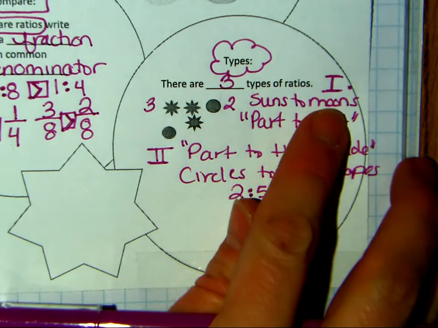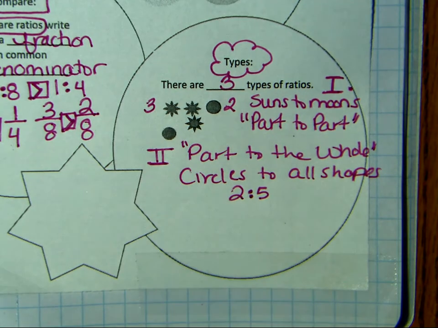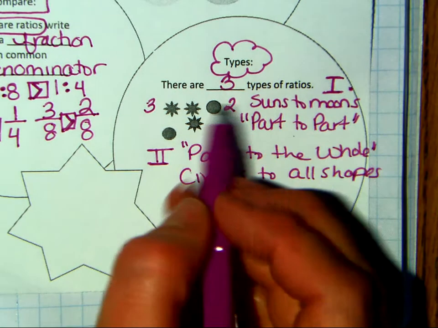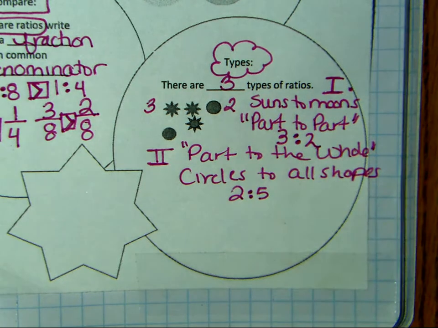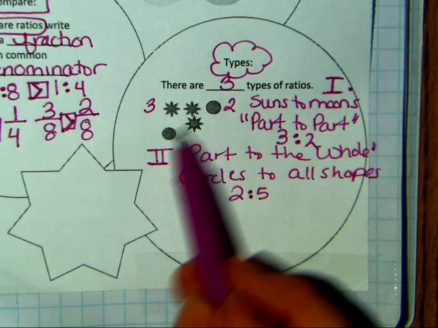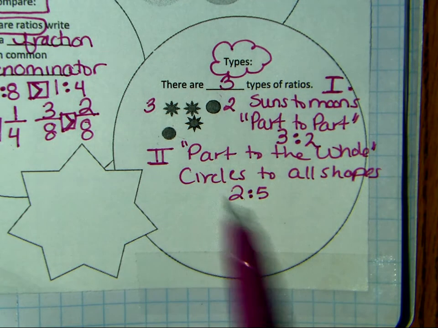Now remember up here when we did the part to part, when we said suns to moons, we would have 3 to 2. This was a part of the whole thing to another part of the whole thing. This is a part to the whole thing.